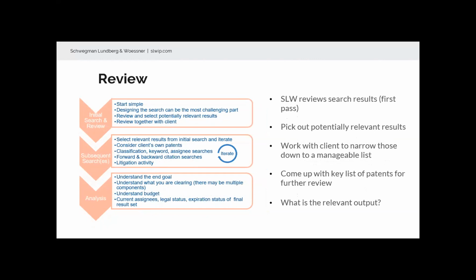So the previous slide had to do with the searching aspect and the design of the FTO process, but there's a lot of work that gets done in terms of reviewing the results, and it's typically a staged approach of trying to filter out patents that show up in your search that really aren't worth too much further analysis versus ones that are going to require a deeper dive. So typically what we'll do is we'll work with the client to narrow down the results at the different stages to a manageable list and come up with a list of key patents for further review.